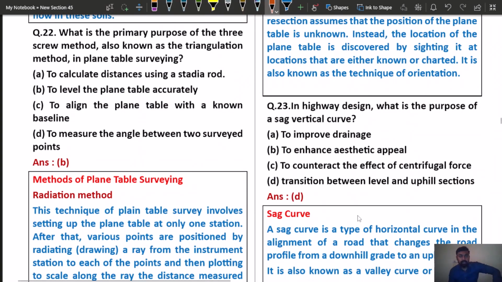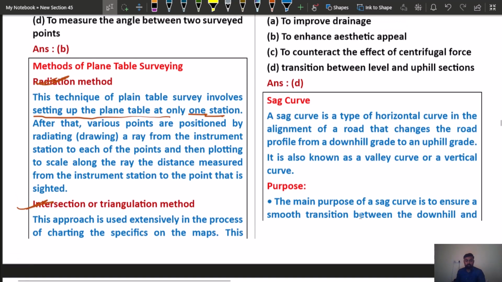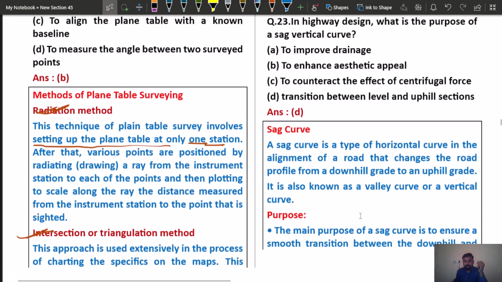What is the primary purpose of the three-screw method, also known as the triangulation method, in plane table surveying? So this question is asking about the triangulation method of plane table surveying. There are different methods used in plane table surveying. First is the radiation method, which gives the idea of setting up the plane table at one station. If you are talking about the intersection or triangulation method, this method is used for charting specific maps.